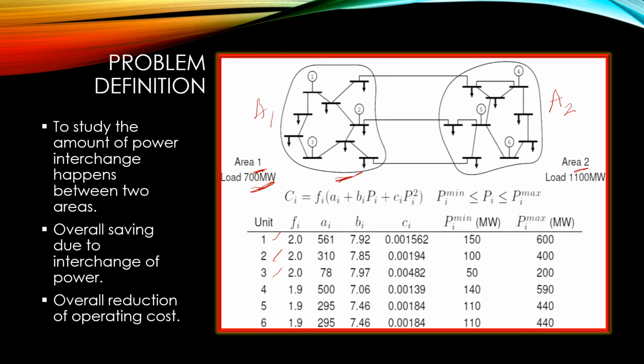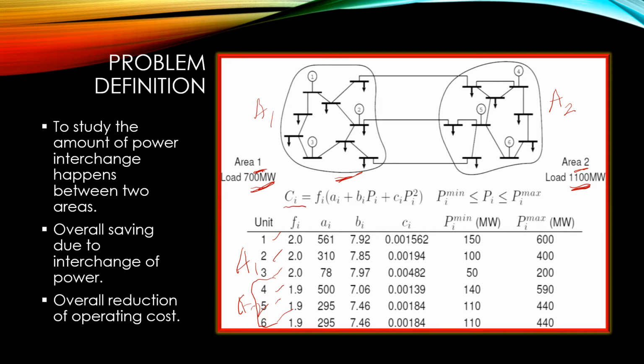between the buses. And in area 2, generator 4, generator 5, and generator 6. This all comes under area 2. This comes under area 1. Here in area 2, the load of 1100 megawatt is connected.